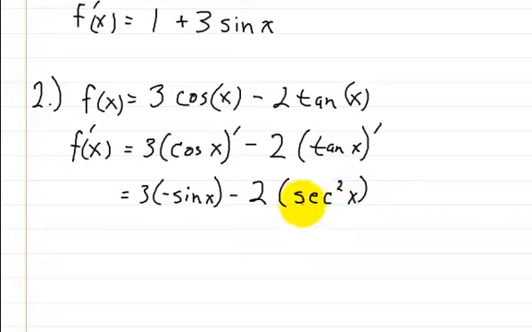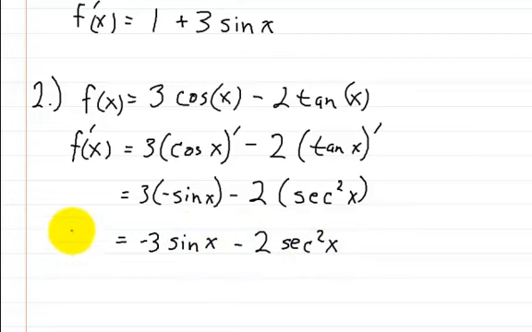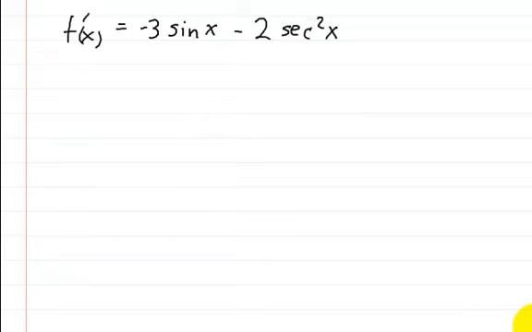You might need to just memorize some of these. It'll make your work easier, I think. Then we finish this problem off, and you get negative 3 sine of x minus 2 secant squared of x. And that's how you do that one. Now let's go on to problem number 3. Scroll down a bit more. My mouse will work. There we go.